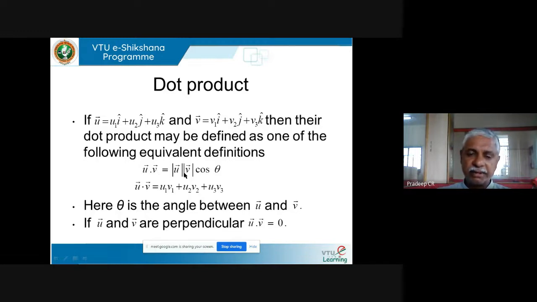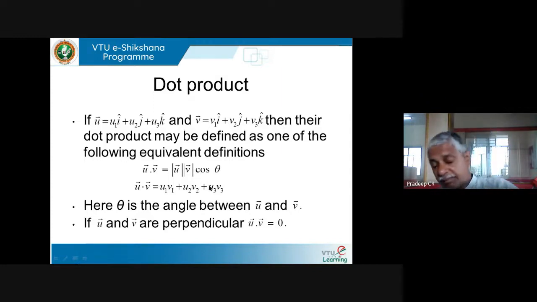Another equivalent way to define the same dot product, I won't do the equivalence here, is this: if u is u1 i plus u2 j plus u3 k and v is v1 i plus v2 j plus v3 k, then the expression u1 v1 plus u2 v2 plus u3 v3 is another expression for the dot product. We will use either of them depending on our convenience. If I know u1, u2, u3, v1, v2, v3, I'll use this obviously. If I know the angle between the vectors and I know their moduli, then I'll use the other formula. So both are equivalent. I will not prove that here, but we will use both the definitions.